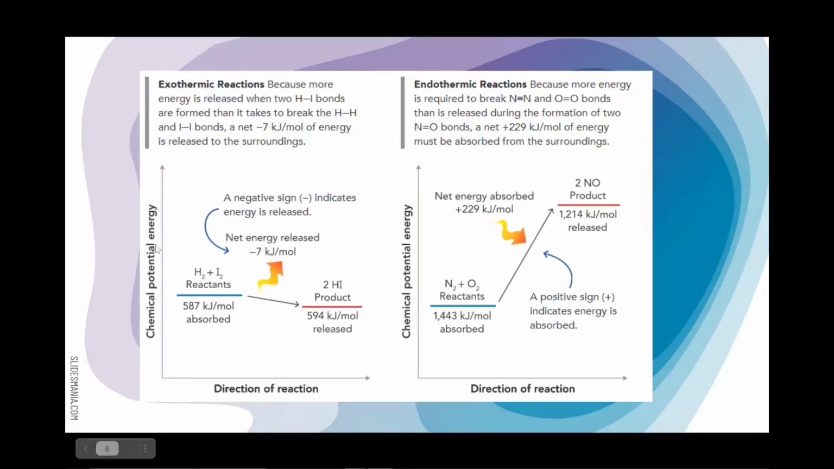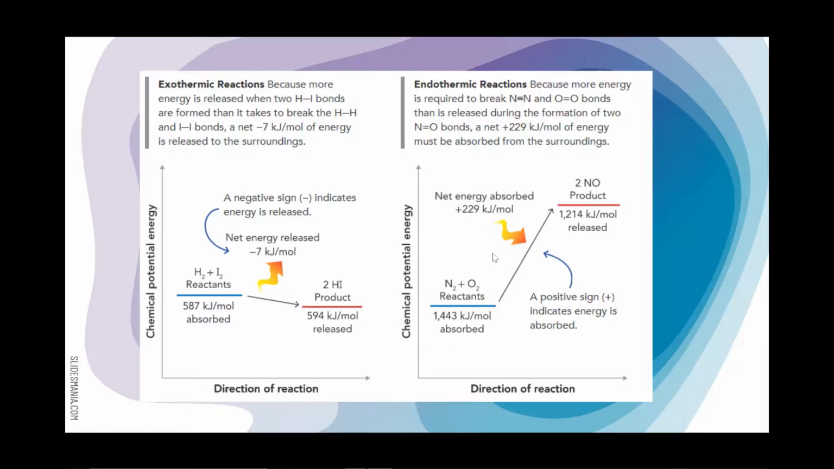So here's our chemical potential energy. We can kind of map this. We go from 787 kilojoules per mole to 594 kilojoules per mole. It's going to release that much amount of energy.